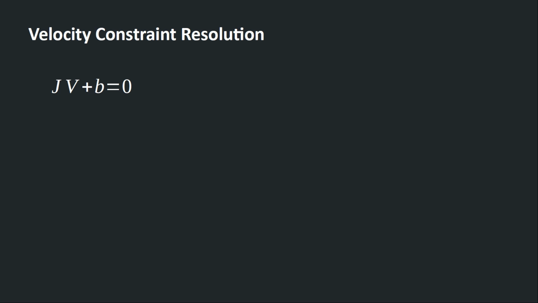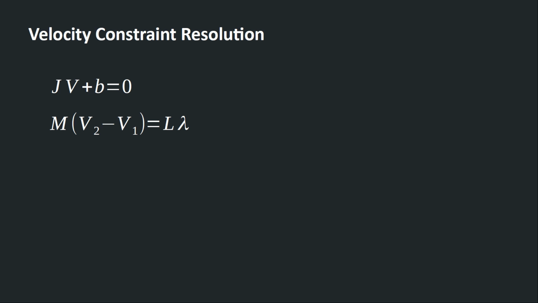Now, let's see how to come up with a generalized solution to resolve violated velocity constraints. Let's denote V1 as the initial velocity which violates the constraint. So if we pass V1 to JV plus B, it's not going to equal 0. And let's denote V2 as the resolved velocity. So if we pass V2 into JV plus B, it's going to be equal to 0. The change in V necessary to fix this velocity constraint is V2 minus V1. That is the change in velocity.